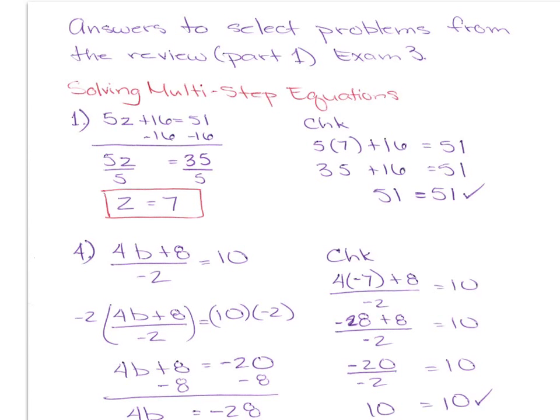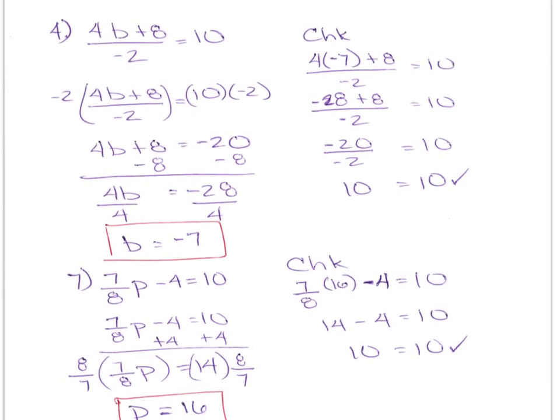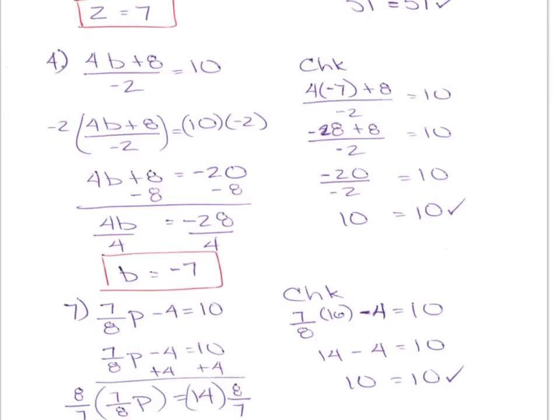Now let's move on to problem 4. Problem 4 right here, let's scroll this up a little bit so you guys can see it. Problem 4 right here shows you that we have quantity 4b plus 8 all over negative 2 is equal to 10. So to solve this, we still have to do the same thing.